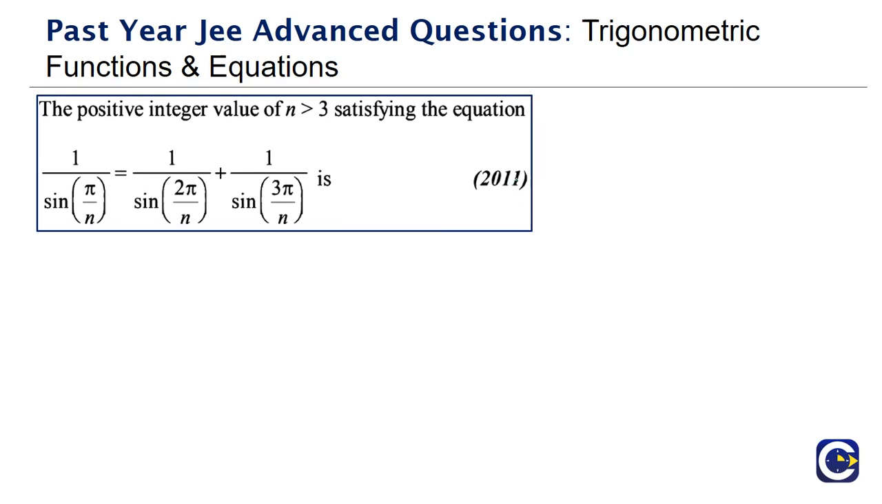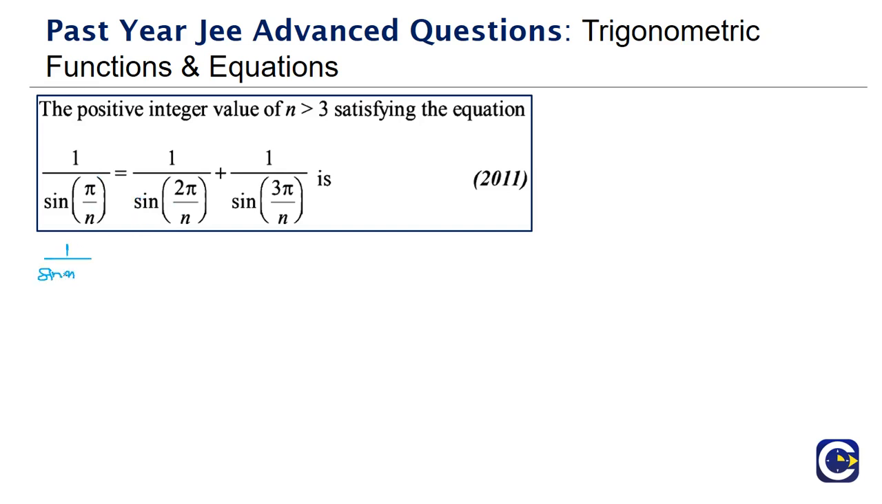So the positive integer n greater than 3 satisfying the equation 1 by sine pi by n is equal to 1 by sine 2 pi by n plus 1 by sine 3 pi by n is. So initially what we shall do is, we will just send this 3 pi by n to this side and we will just simplify that. Later on we will get the sine 2 pi by n and we can cancel and we can simplify it directly. That is the idea for this question.